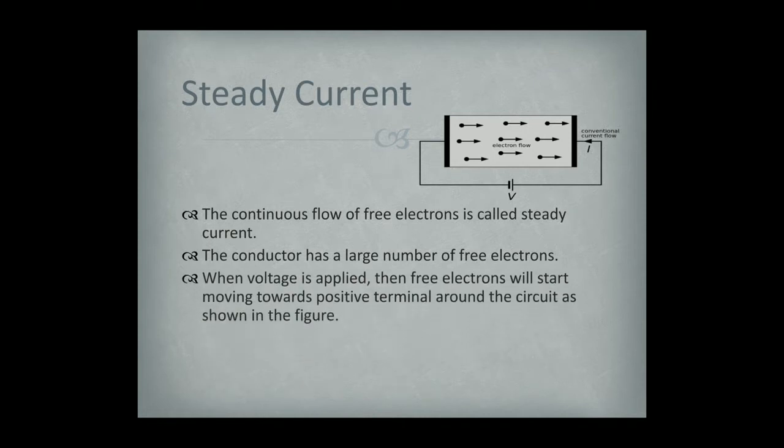When voltage is applied, the free electrons start moving towards the positive terminal around the circuit as shown in the given figure. You can see the direction of flow of current from the positive terminal of the battery towards the negative terminal of the battery. This directed flow of electrons is called electric or electronic current.